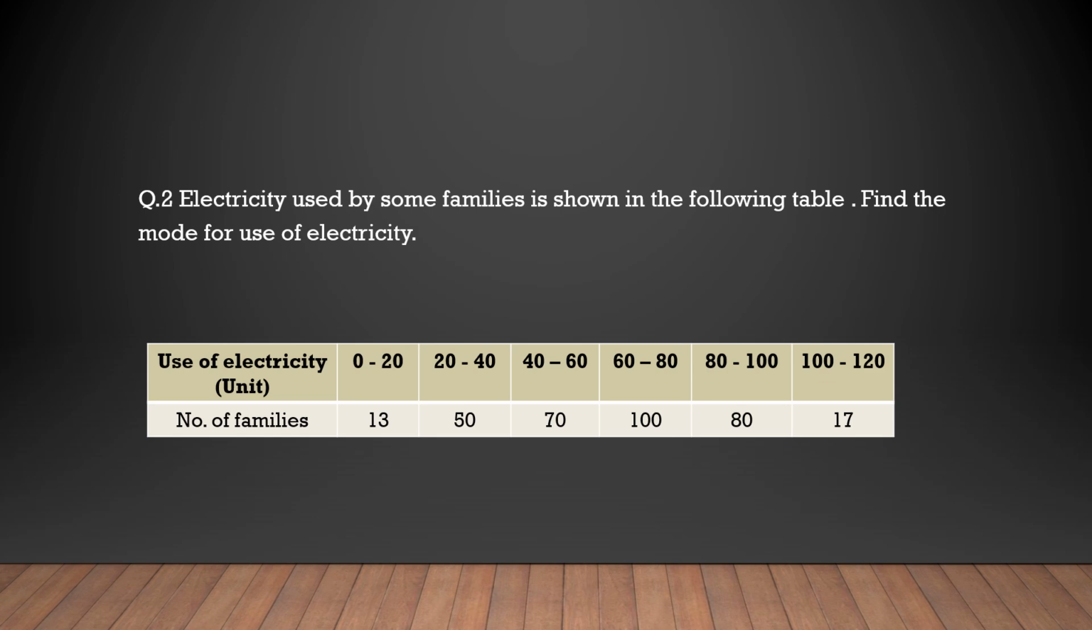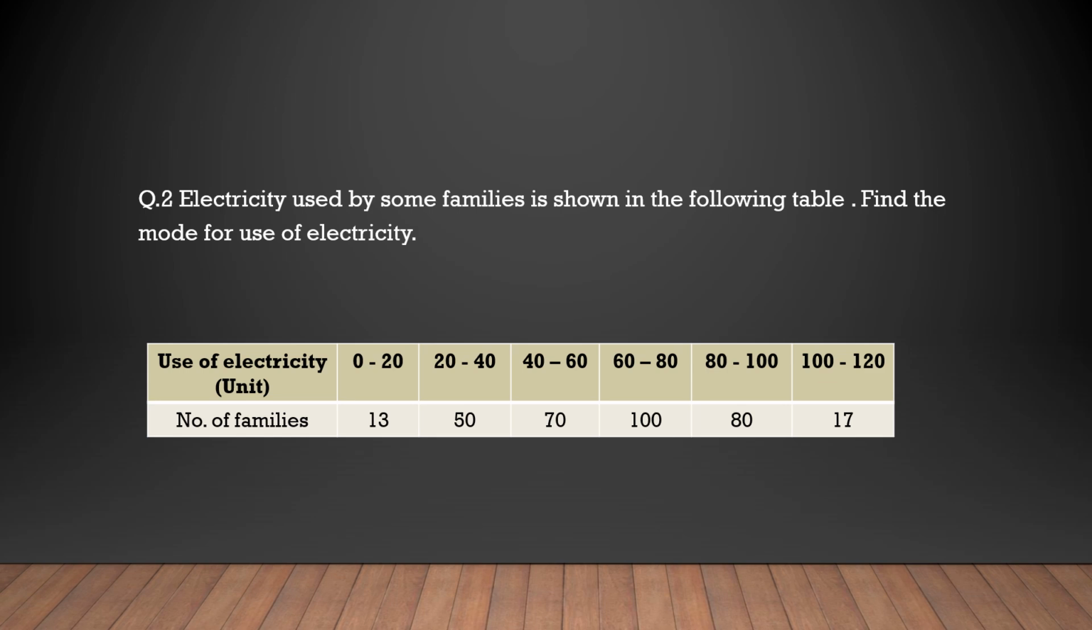Question number 2. Electricity used by some families is shown in the following table. Find the mode for use of electricity. This is the table. The use of electricity in units is given and the number of families are given. If the unit is between 0 to 20, the number of families is 13.